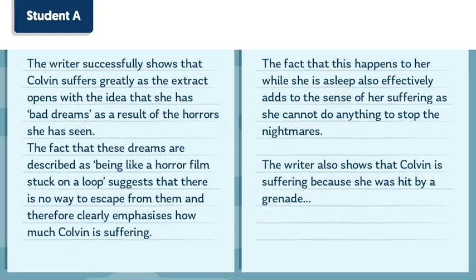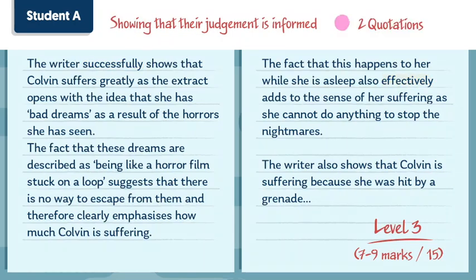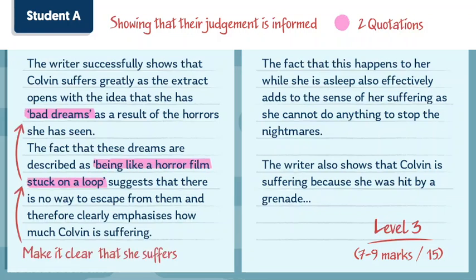Press pause now to give yourself time to read it through, then press play again when you're ready. So, this response meets the criteria for Level 3, the middle level of the mark scheme. The student is able to explain where the writer is successful using opinionated language such as successfully and effectively. They're also showing that their judgment is informed because they're offering two quotations to support it, each reinforcing their point. The ideas that Colvin has bad dreams and that they're like a horror film work together to help make it clear to the reader that she suffers.